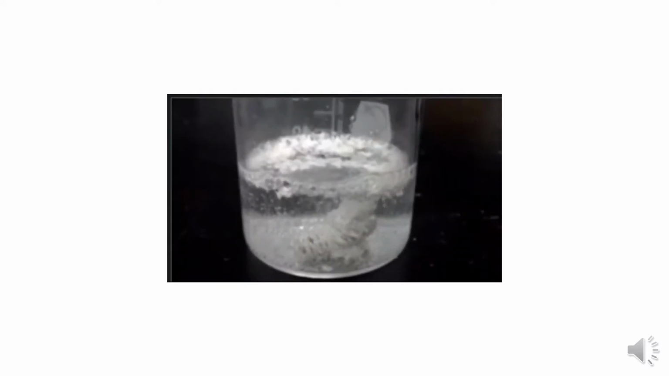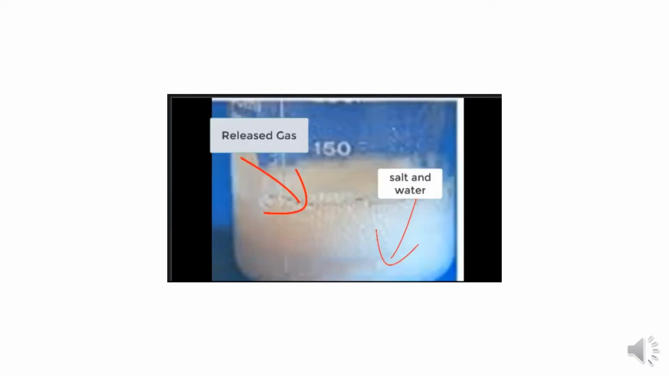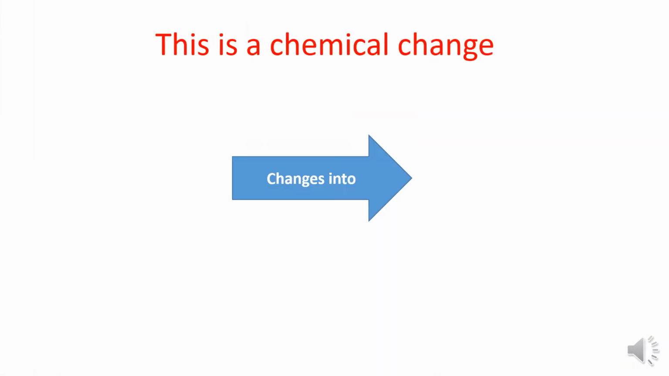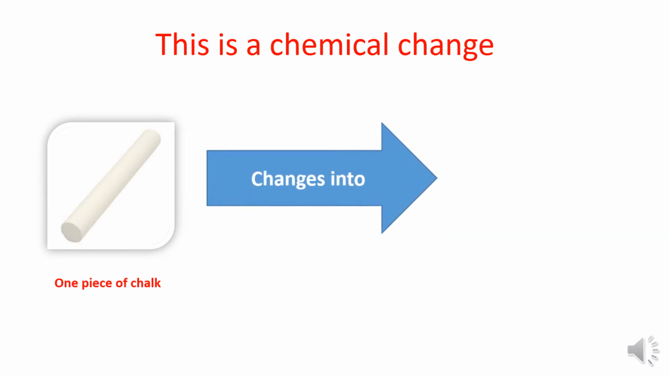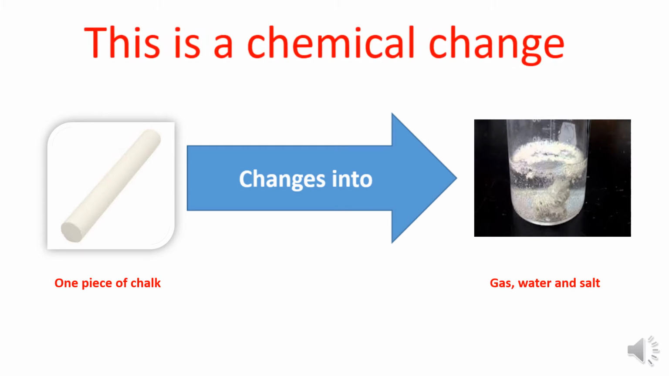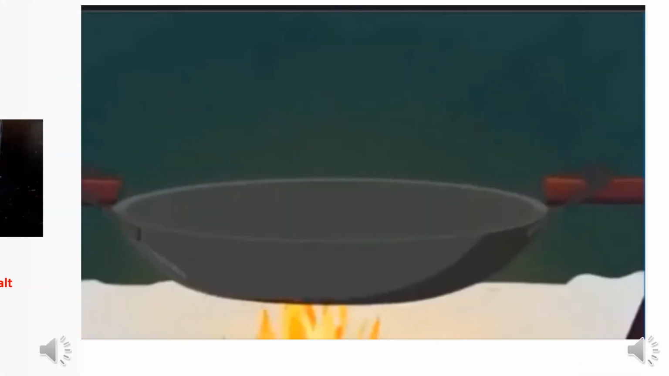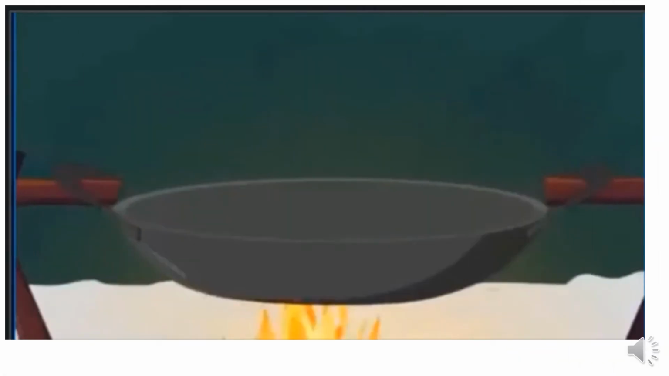Now, let's put the same piece of chalk in a cup containing vinegar. Bubbles appear, salt and water. The bubbles indicate that there is a released gas. So, one piece of chalk added to vinegar changes into gas, water and salt. This is a chemical change. New substances are formed and the identity of the substance changes also. Let's see another example of chemical and physical change.